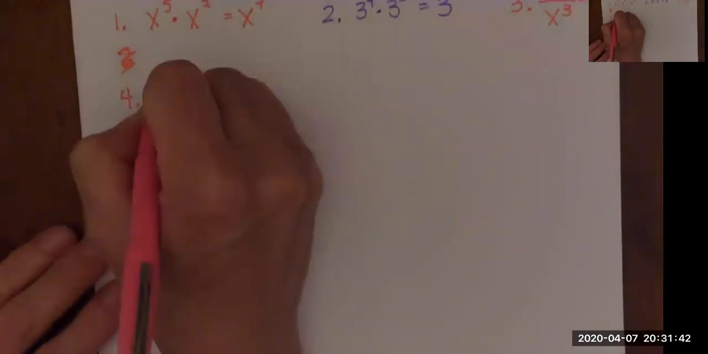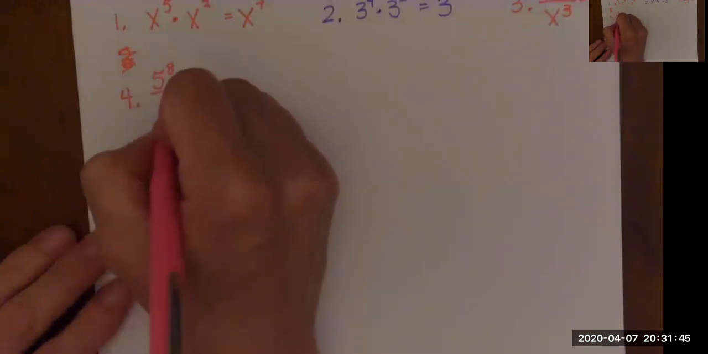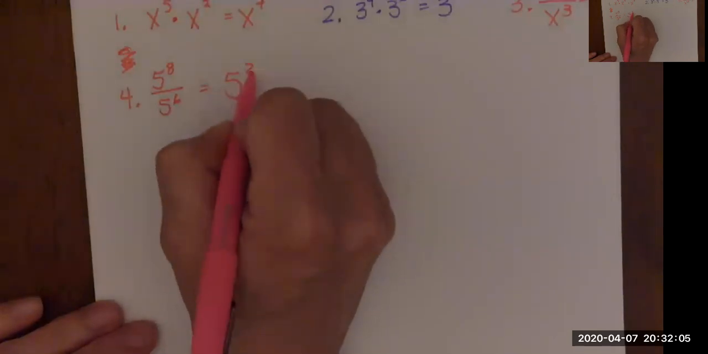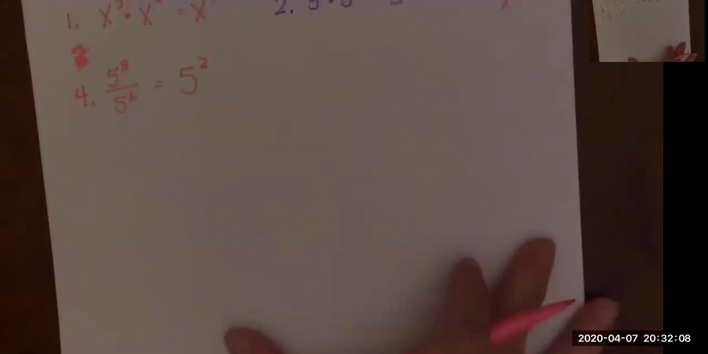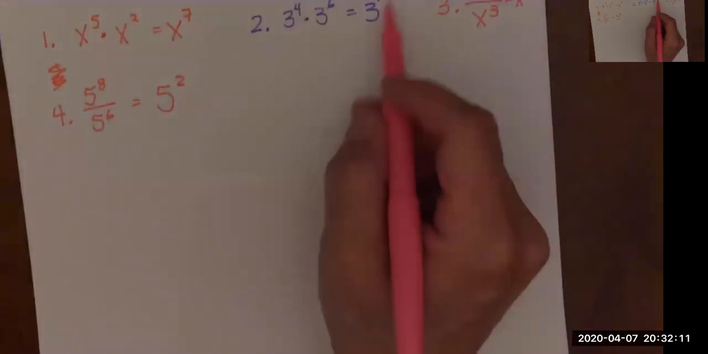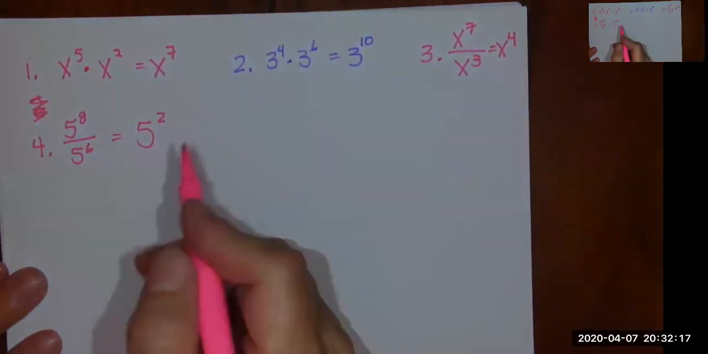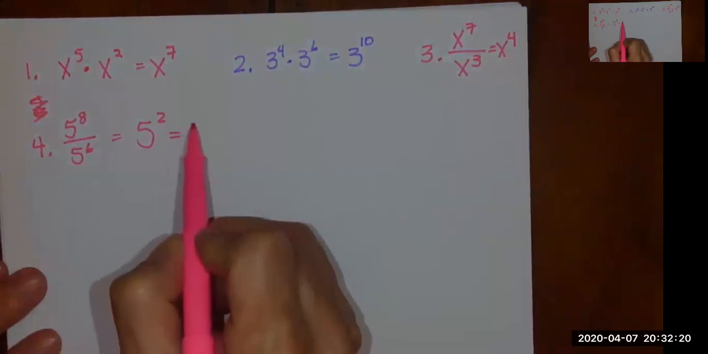So you try number 4, 5 to the 8th over 5 to the 6th. The first thing you're going to do is ask yourself if the bases match. If the bases match, then you're good to go, right? So this is going to be 5 squared, right? Now, 3 to the 10th is going to be a huge number, so we're not going to write that out. But if you get one that's nice and small, like 5 squared, it's okay to then say that that is 25, okay?